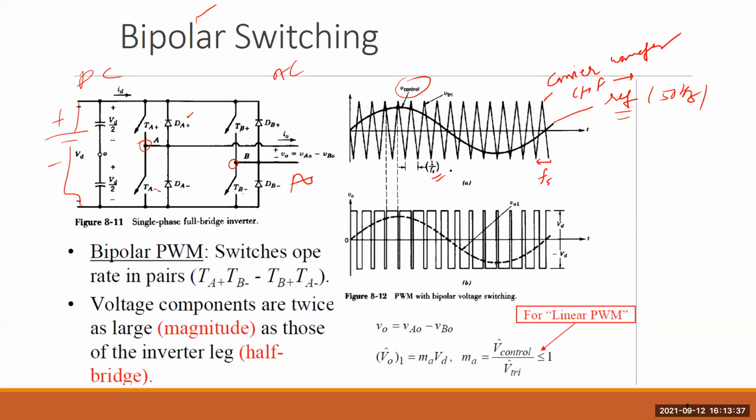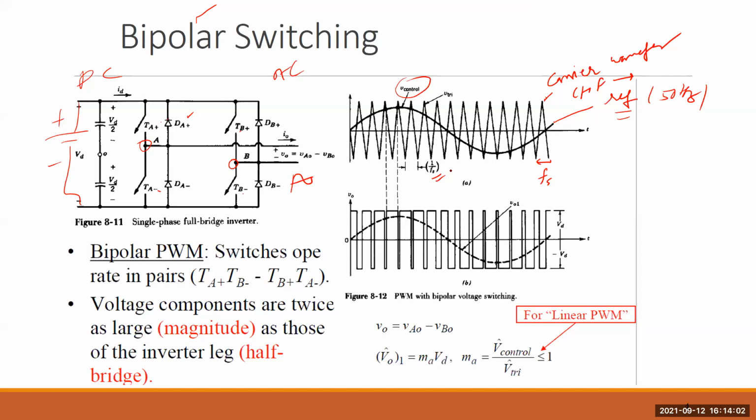Okay, it's given here Fs. So if you want to control the device at 100 kilohertz, then the frequency of this carrier waveform, the triangular waveform, is 100 kilohertz. If you want to do it at 10 kilohertz, then this is 10 kilohertz. Okay, it's like that.